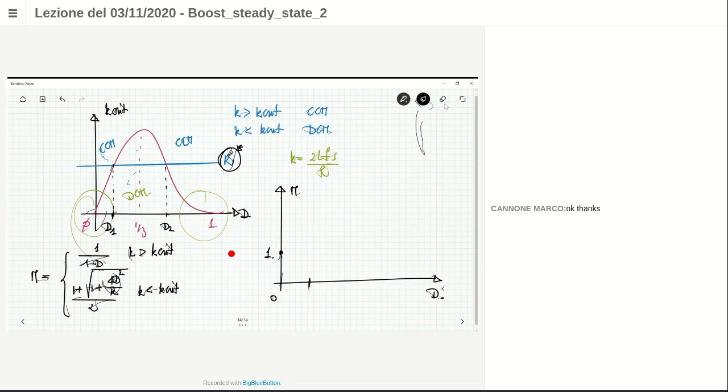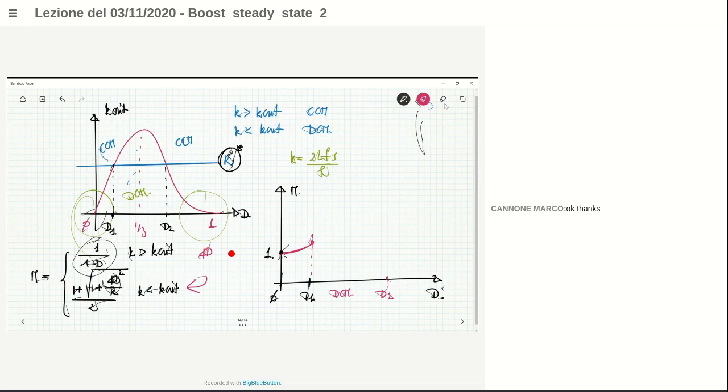Okay, so it means that for D from 0 to D1, you are in CCM, and in CCM you have the typical expression, 1 divided by 1 minus D, something like this. Then for D1 up to D2, you are in DCM here, and so you have this expression here.